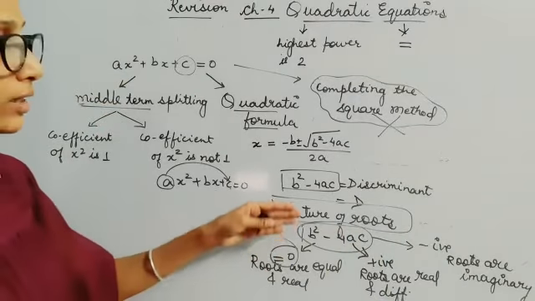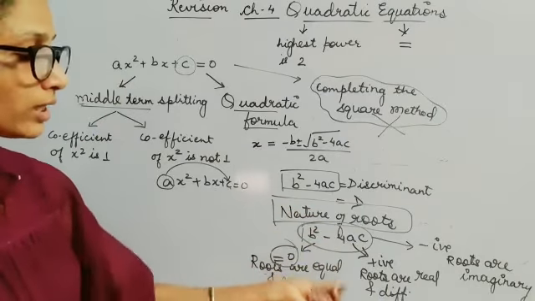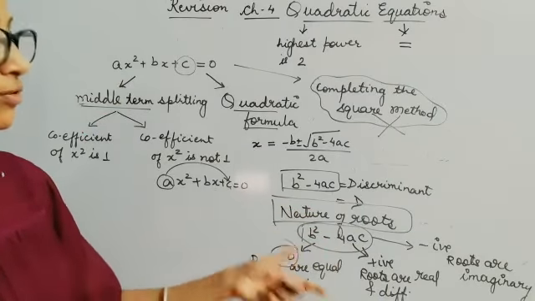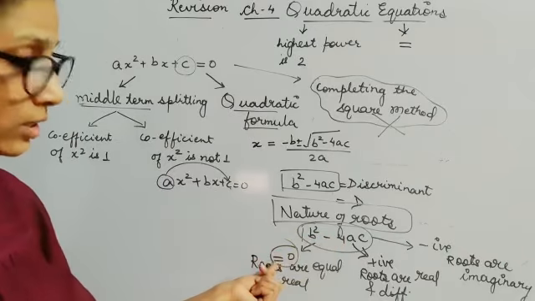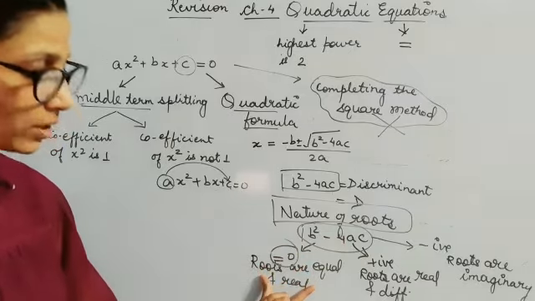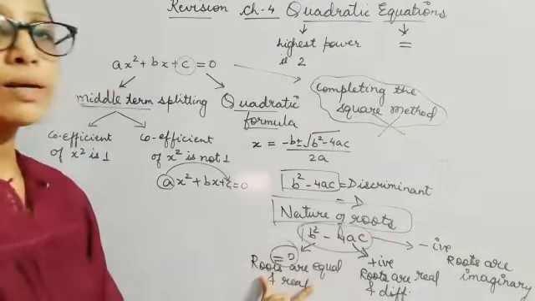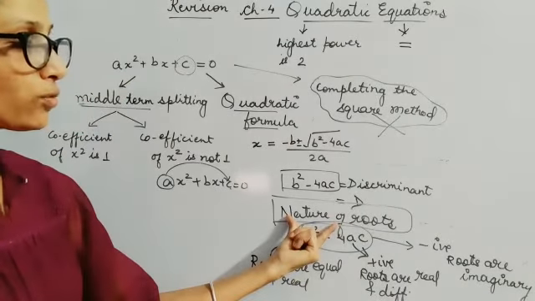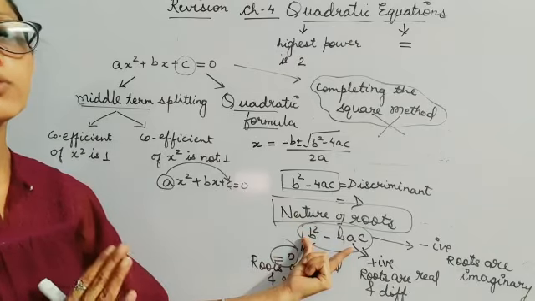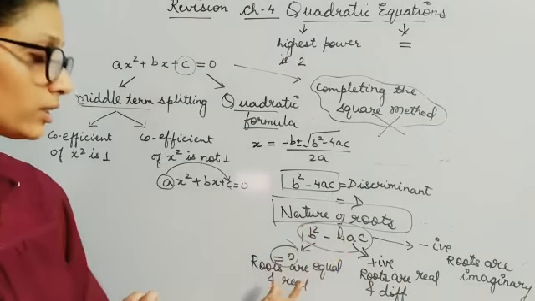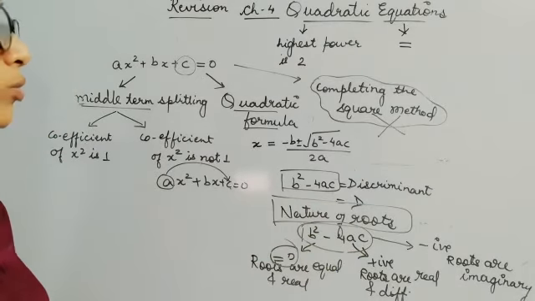The question can come as find out the nature of roots, or it can also come as if the roots are equal and real, then find out. That means you have to apply b square minus 4ac equal to 0. If only the nature of roots is asked, then you will be just applying b square minus 4ac, that means without the equal to sign. But if it is given that roots are equal and real, then you will be applying equal to 0 also.